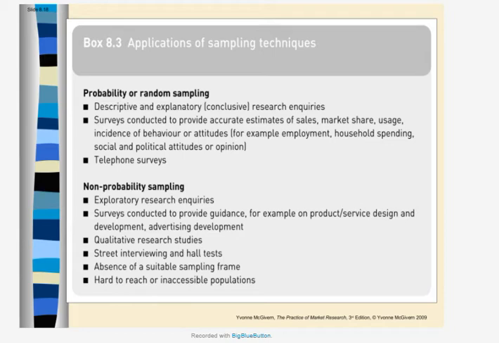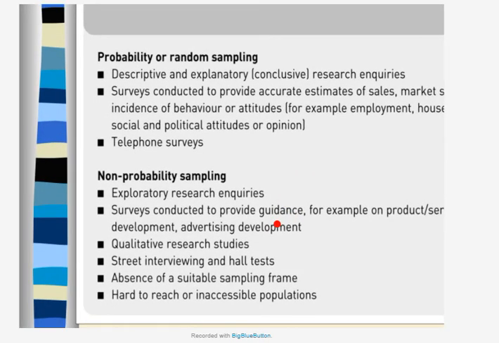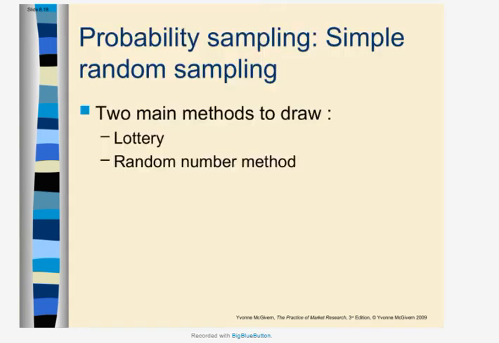تمام؟ These are some applications of random sampling and non-probability sampling زي ما احنا قلناها. دي في exploratory أو causal والdescriptive، لكن دي في exploratory. دي survey conducted for accurate estimates، لكن دي for providing guidance. يعني دي في quantitative، دي في qualitative، وهكذا. Some of the application of the sampling techniques.